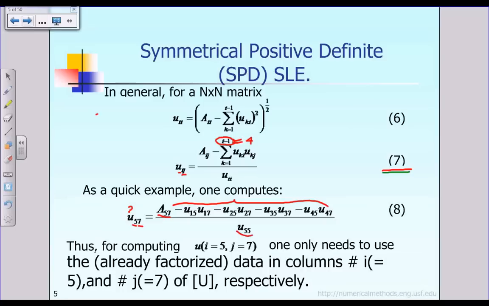Now, if you observe that equation, you can see very clearly that in order to calculate a particular factorized term such as U57, all we have to do is refer to column 5 and column 7 of the terms that you already factorized. That is the main idea. So either you can refer to equation 6 or 7.